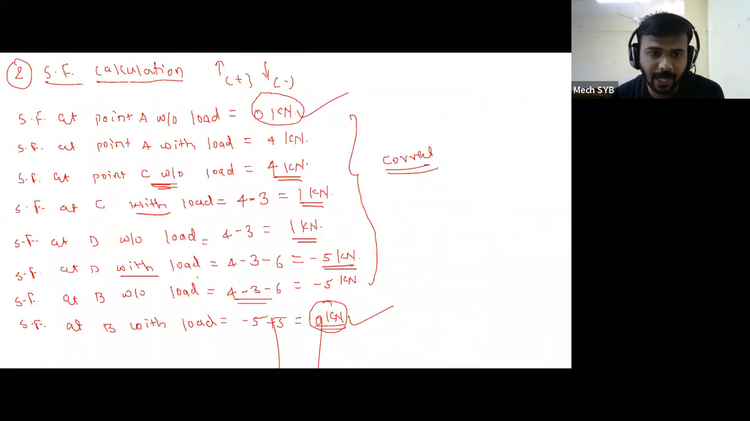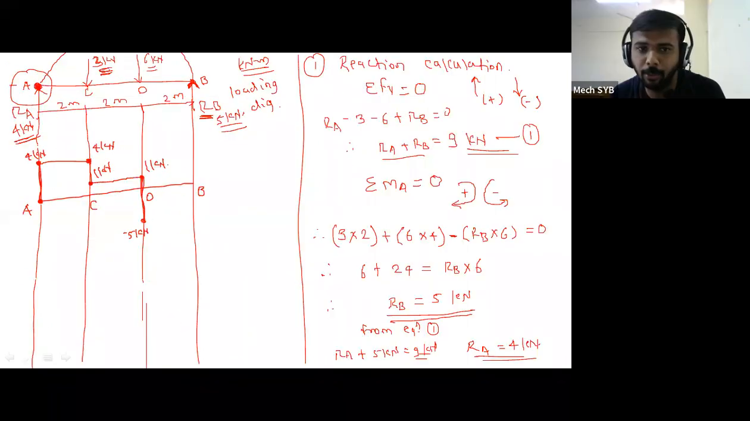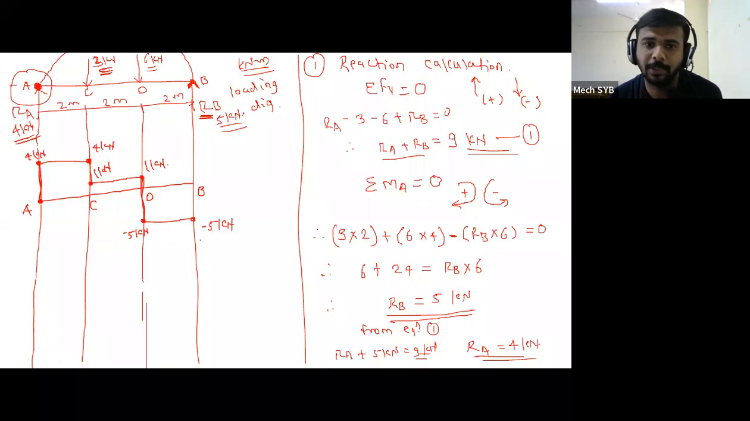Then SF at B without load, what is the next? -5. That line will continue as a horizontal line up to point B. So this is -5. And what is the next? SF at B with load is 0, so the line comes back to the 0 line. So this is 5 kilonewton. So this is your SFD.